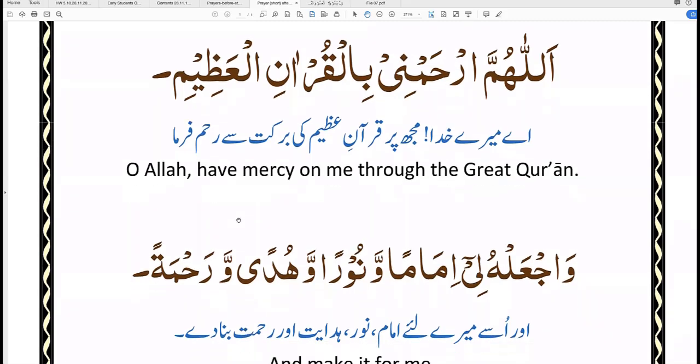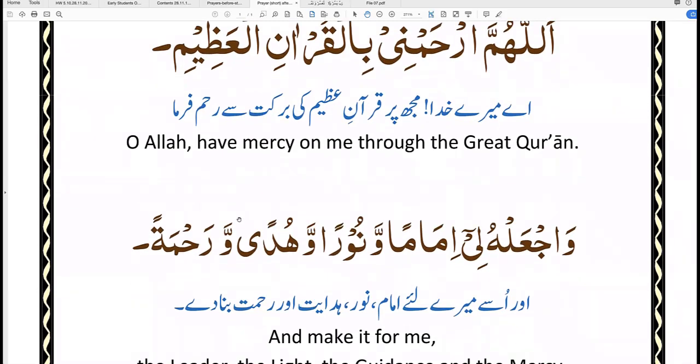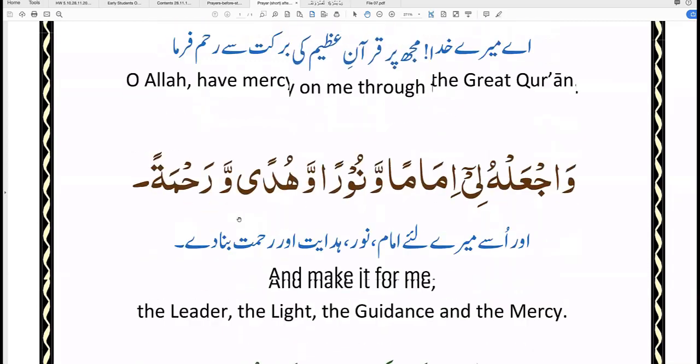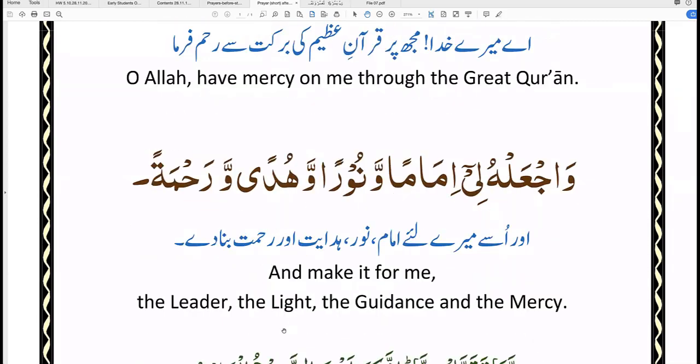MashaAllah, very, very nice reading. And the English translation, darling. O Allah, have mercy on me through the great Quran and make it for me the leader, the light, the guidance and the mercy. MashaAllah.